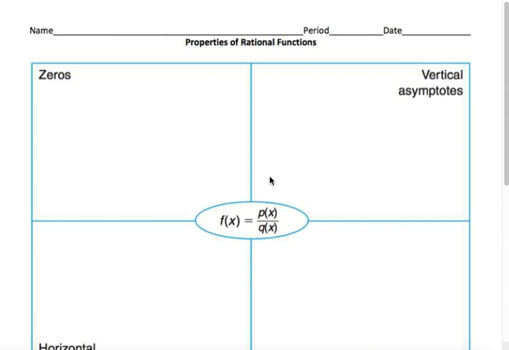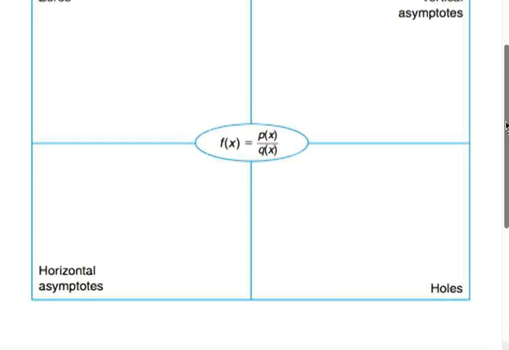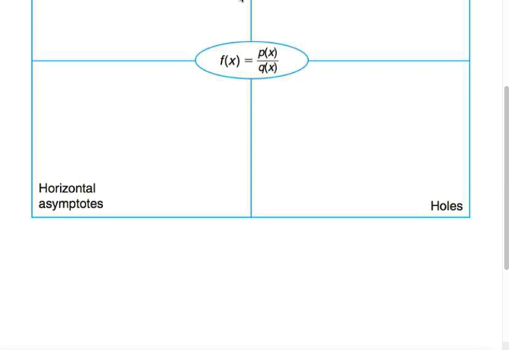So we're going to talk about the graphs of rational functions. We're looking at functions that look like this: f of x equals p of x divided by q of x, where p of x and q of x are both polynomial functions.